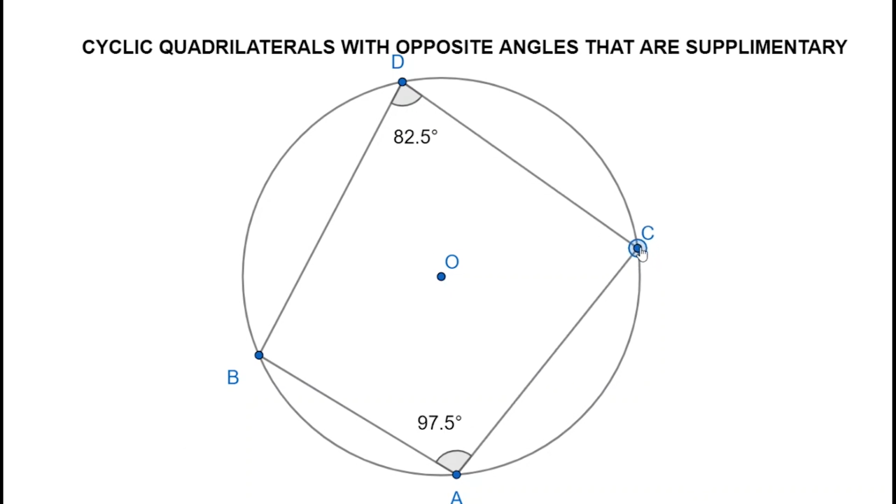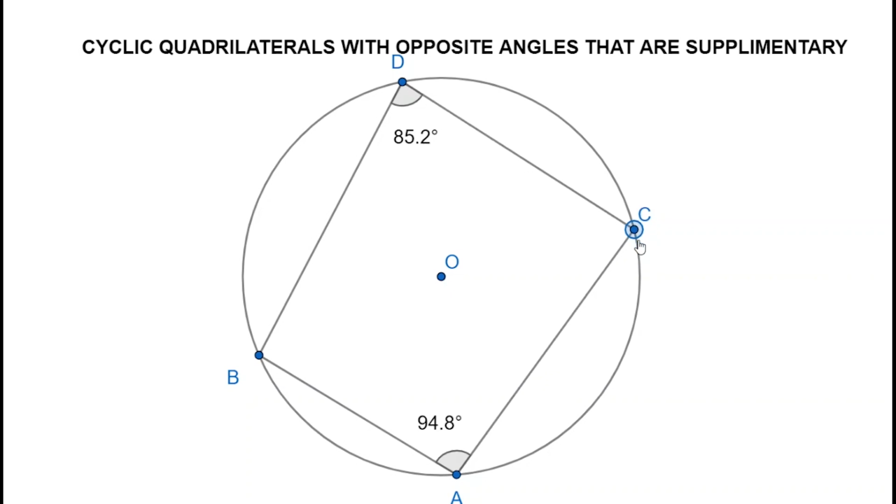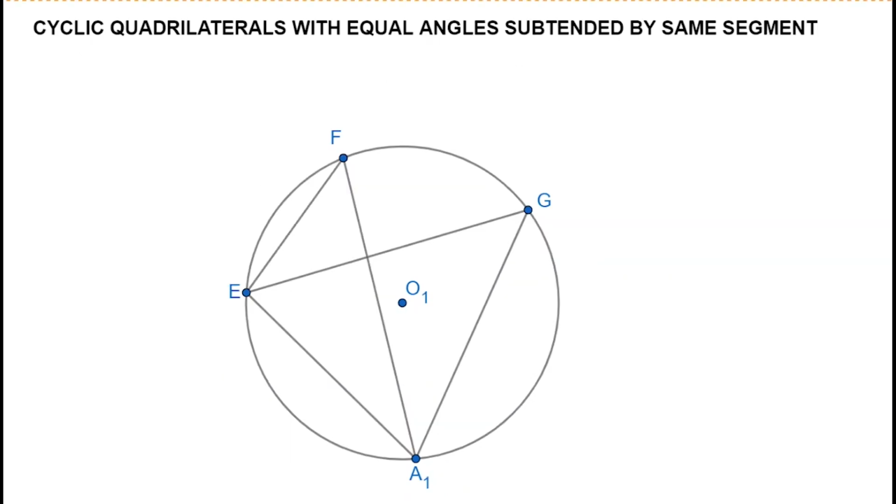Okay guys, what if I adjust these angles? You can notice that as these angles are changing, the sum of the angles, which is equal to 180, remains the same. Now this is 86 degrees and this is 94 degrees, and when you add these two angles, they will give you 180. But we will prove this theorem because this is the one which is examinable.